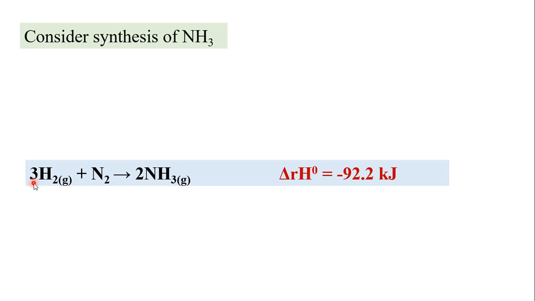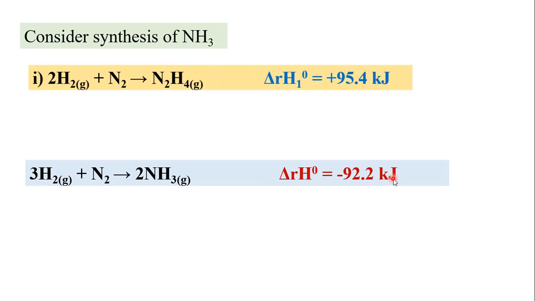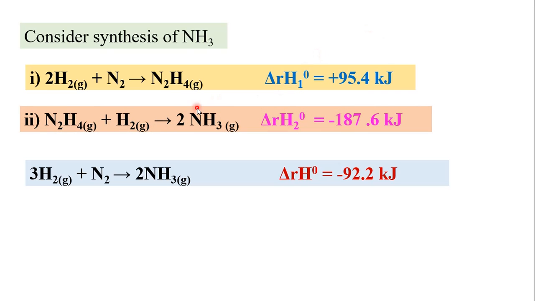Now let us see another example, that is formation of ammonia. 3 moles of hydrogen gas reacts with 1 mole of nitrogen gas, gives you 2 moles of ammonia gas, and during this the enthalpy change is minus 92.2 kilojoules. Now if the change is carried out in two steps, that is 2H2 plus N2 gives you N2H4. During this enthalpy change is plus 95.4 kilojoules. And in second step, N2H4 gas reacts with hydrogen gas and gives you 2NH3 gas. During this the enthalpy change is minus 187.6 kilojoules.